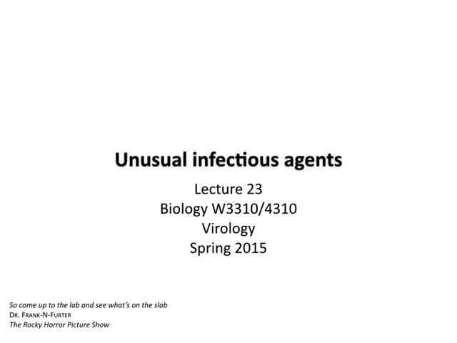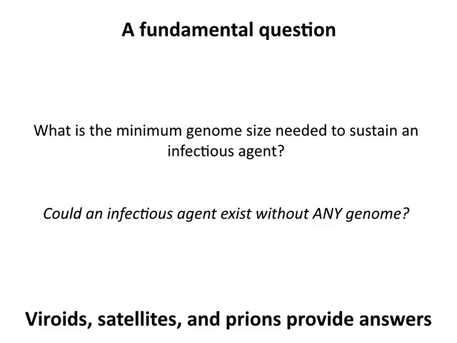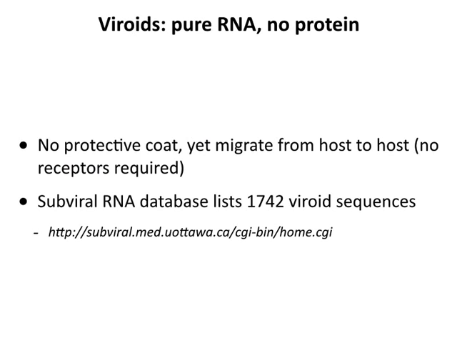Today we're going to talk about some really interesting, unusual infectious agents that don't fit in the classification of all the other viruses that we talk about. And these really address an interesting question, which is, what's the smallest genome size you would need to be infectious? And do you need any genome at all to be infectious? And the agents we're going to talk about today are called viroids, satellites, and prions. They address these questions. So start first with viroids.